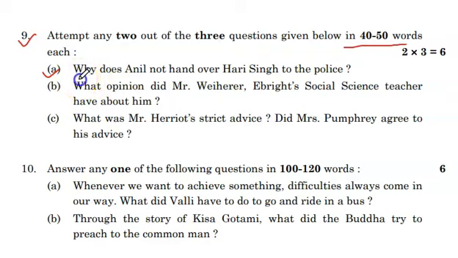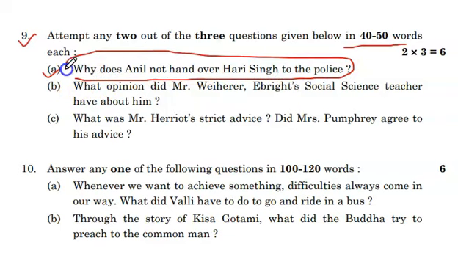This situation is described towards the end of the story, where Hari Singh thinks that Anil has caught him in the theft, but Anil does not hand him over to the police. Now the question is why?